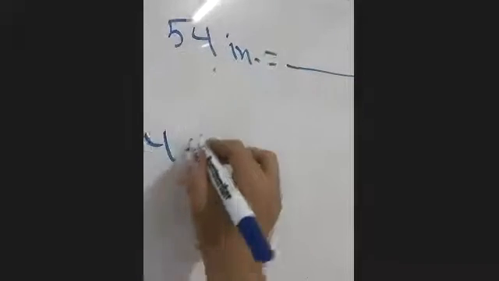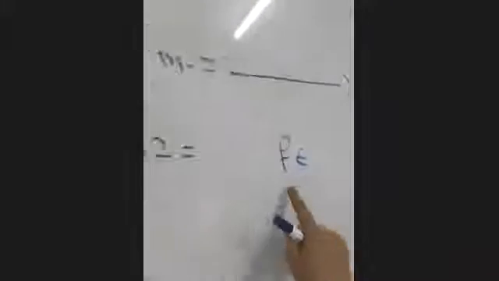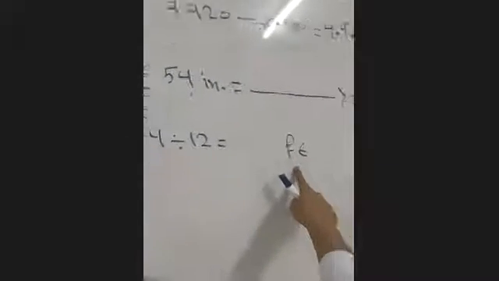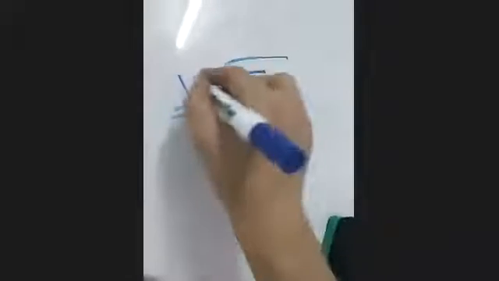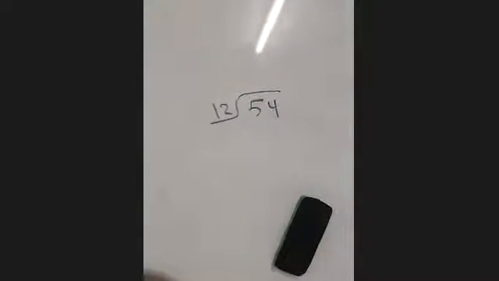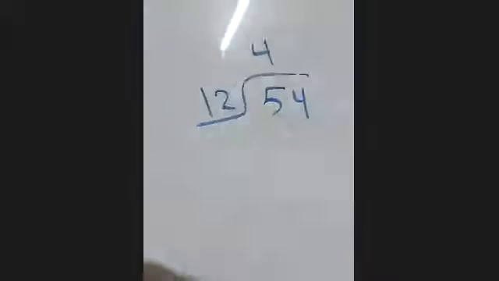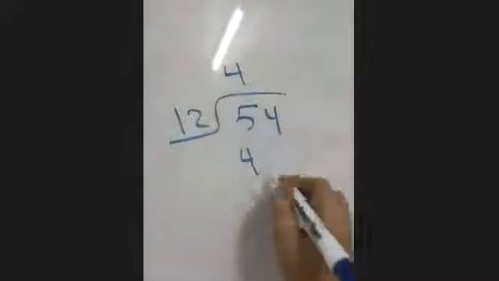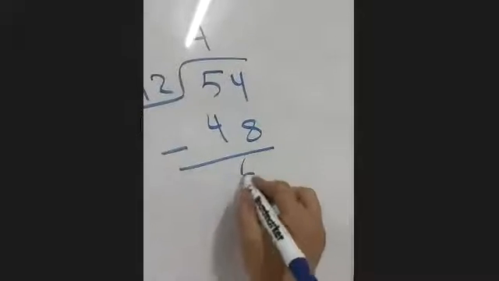So this number 54 divided by 12 to make them feet. Then I turn the feet to yards. So let's divide 54 divided by 12. Now, times table of 12, guys. 4 times 12 is 48. Subtract: 54 minus 48 is 6.